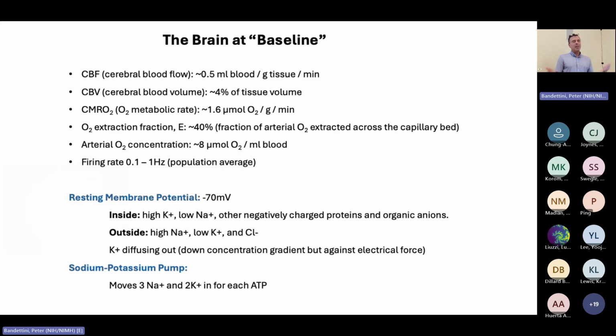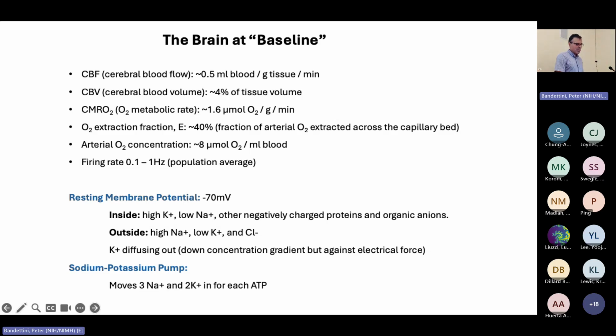But just to give you a perspective, to start at the very beginning: the brain at baseline has a certain level of CBF. Blood volume is about 4%, the blood in capillaries. There's an ongoing oxidative metabolic rate that continuously happens to power the sodium potassium pump. I'll get to that in a second. Arterial oxygen is almost fully saturated with oxygen, and venous oxygen is between 60 and 40% saturated because of the metabolic rate that pulls the oxygen out of the blood.